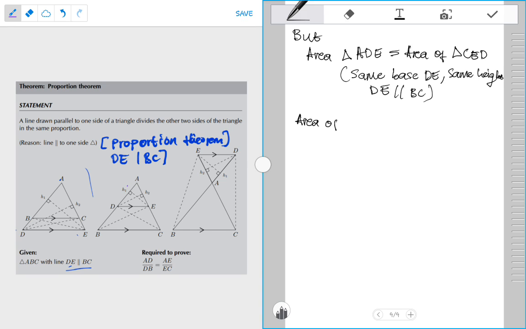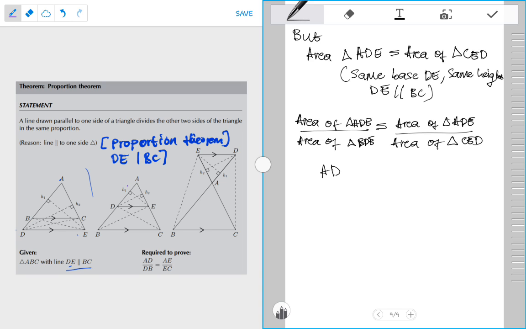Area of triangle ADE over area of triangle BDE, which equals area of triangle ADE over area of CED, which therefore we got that AD over BD is equals to AE over EC.